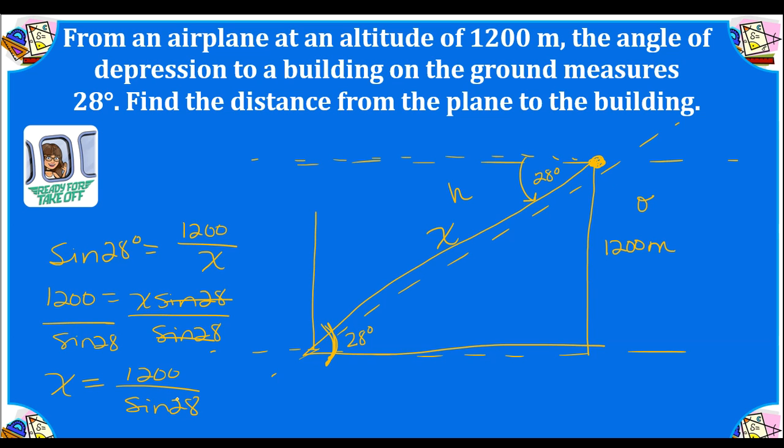So I'm going to use my n over d feature, 1,200 divided by sine of 28. And we get about 2,556. So x is about 2,556, and we're talking about meters.